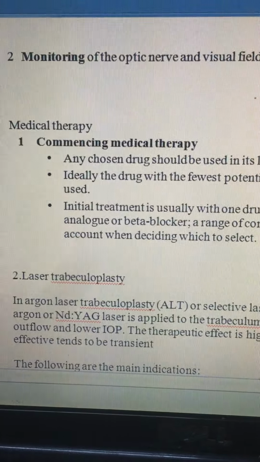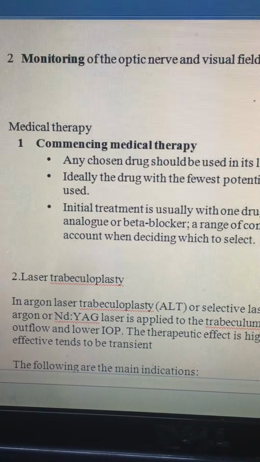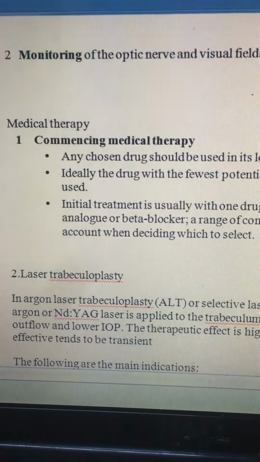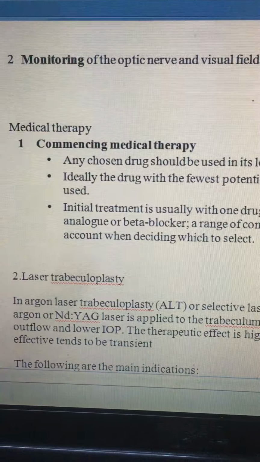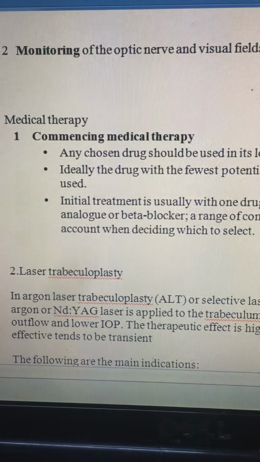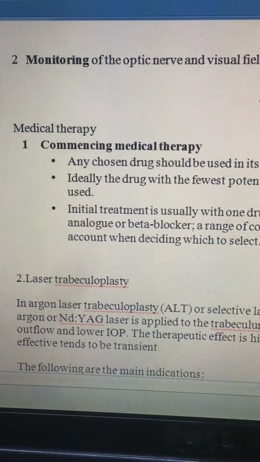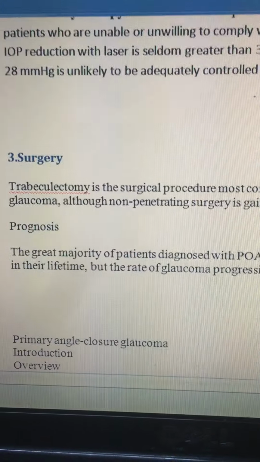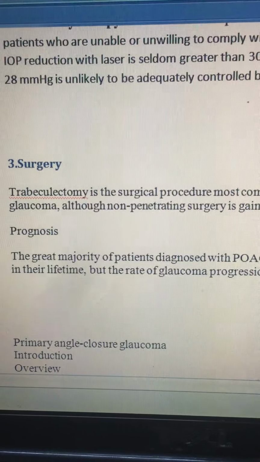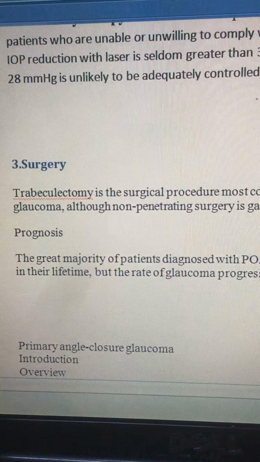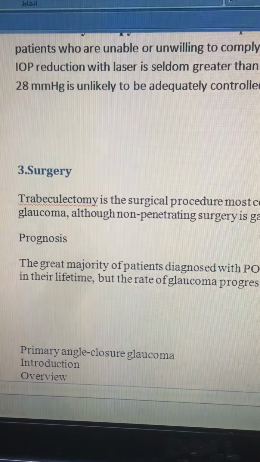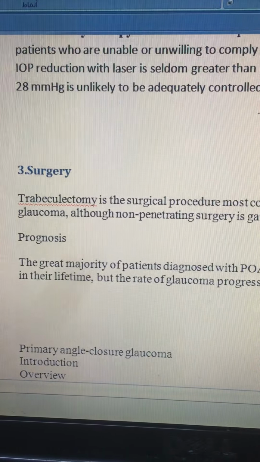Sometimes we shift to laser trabeculoplasty. In this condition, we induce trauma inside the trabecular meshwork to increase the pore size, so there will be increased drainage. And the last one is surgery. In trabeculectomy, we open the trabecular meshwork to provide or enlarge the drainage pathway toward the conjunctival blood vessels.